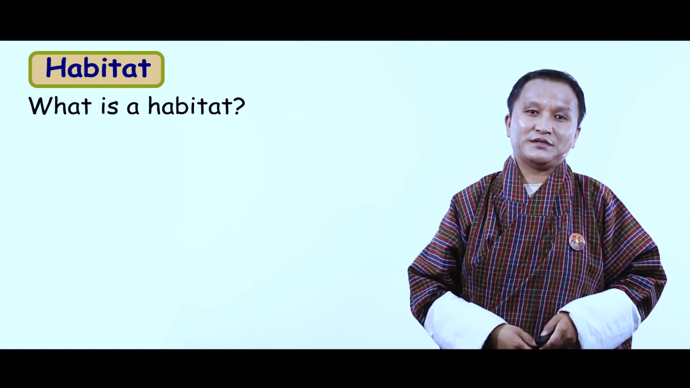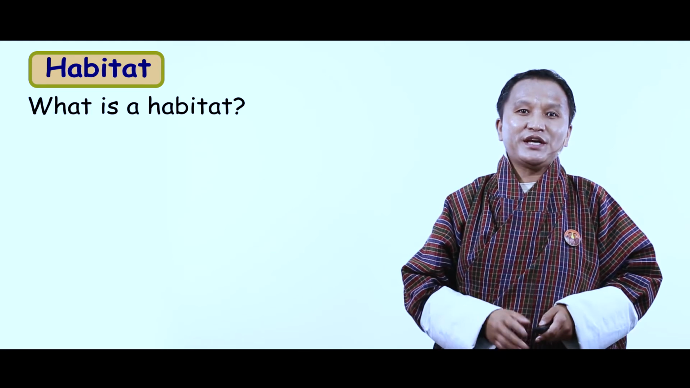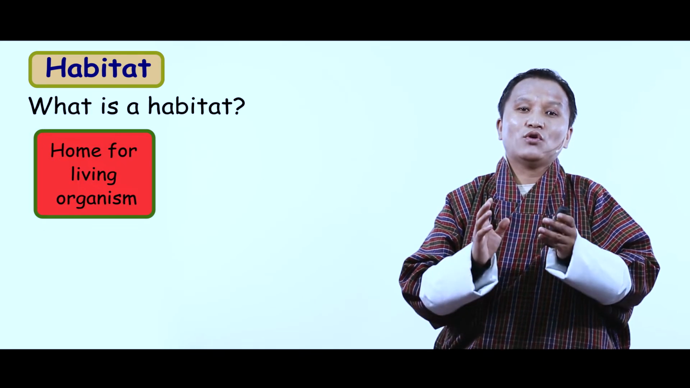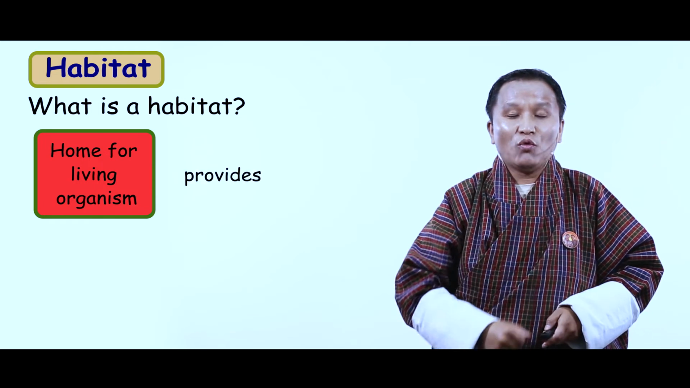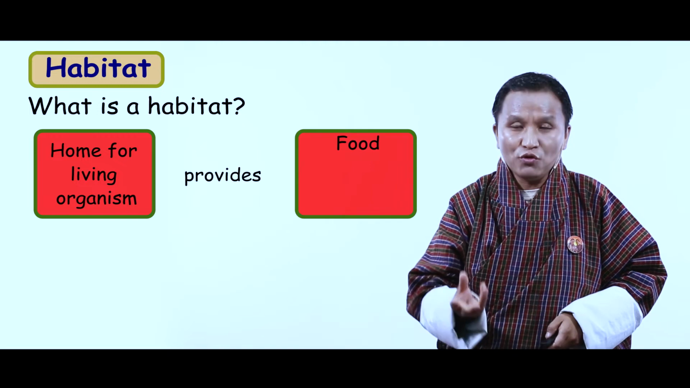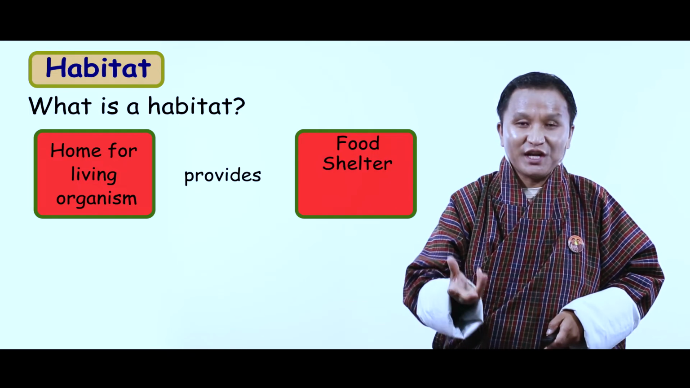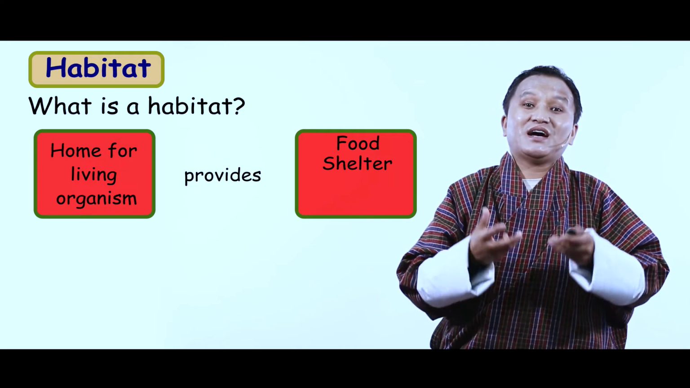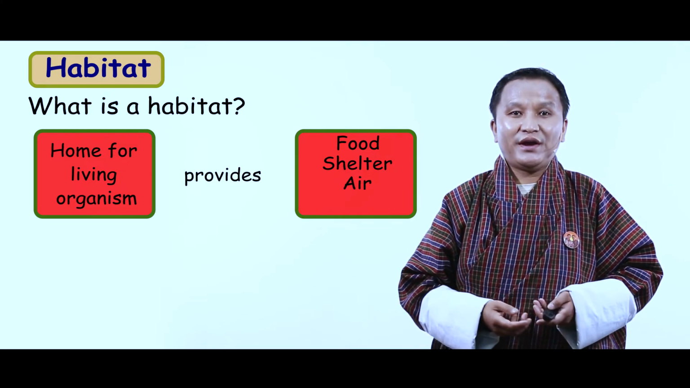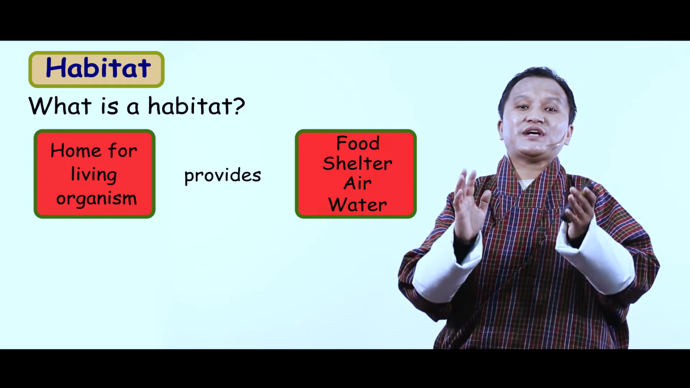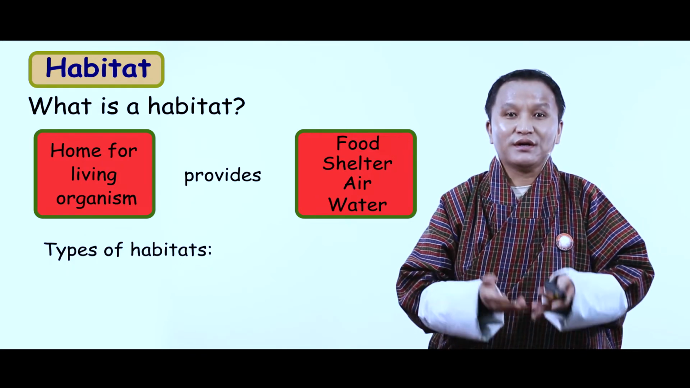So what is habitat? Habitat, in simple terms, is a home for living organisms. What does home provide? Home provides food, it provides shelter, it also provides the other conditions that are essential, such as air and water. Accordingly, there can be different types of habitat on the earth.